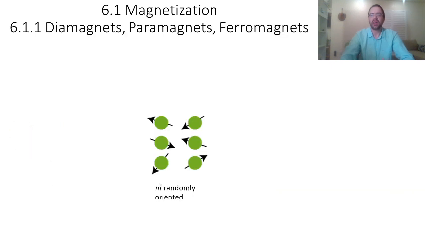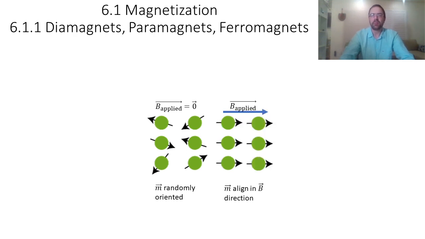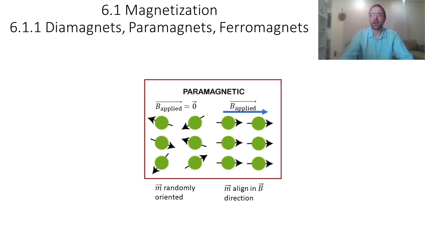Now, in a material, you have plenty of atoms, so you have plenty of magnetic dipole moments, and in general, they are randomly oriented. This is if the applied magnetic field is 0 or if it is negligible. But if we apply a magnetic field, then all the small magnetic dipole moments will align in the direction of the magnetic field. We call these materials paramagnets. For example, palladium, vanadium, lithium, oxygen are paramagnetic.